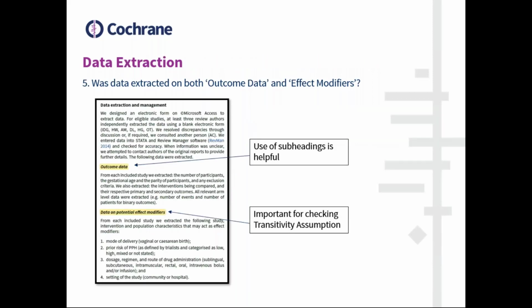The next question was, was data extracted on both outcome data and effect modifiers? So here you can see under data extraction and management, we've got subheadings, which is very helpful and makes it a bit easier to read. So we've got a subheading on outcome data and data on potential effect modifiers as well. And effect modifiers are important for checking the transitivity assumption as well.